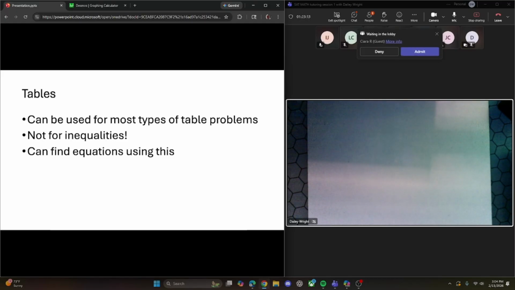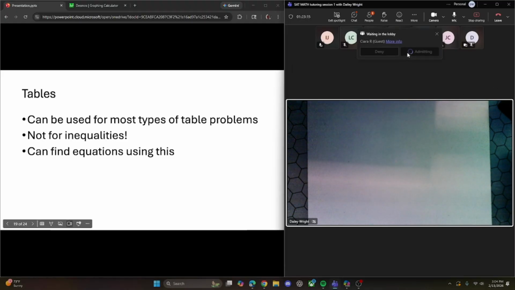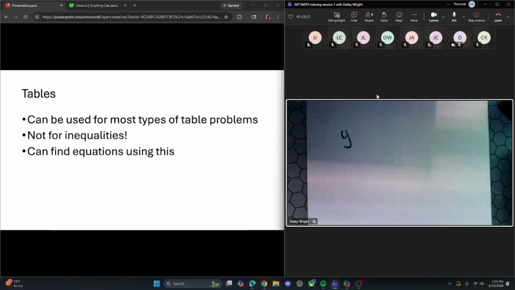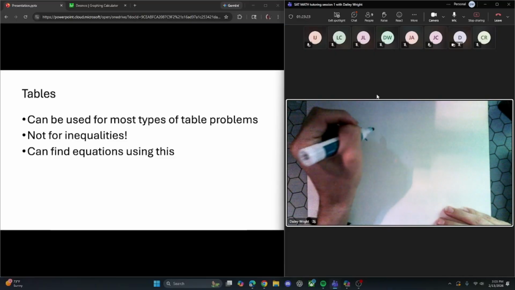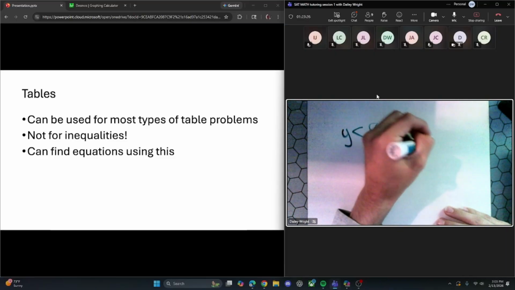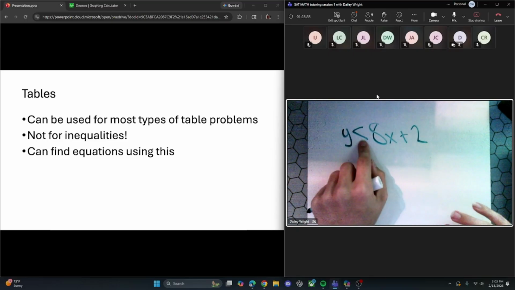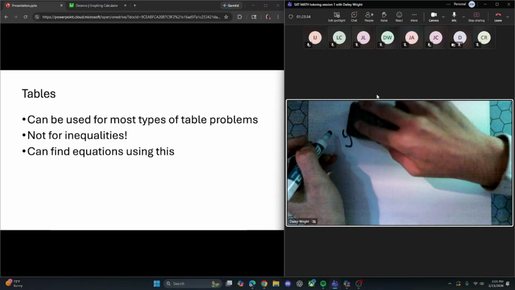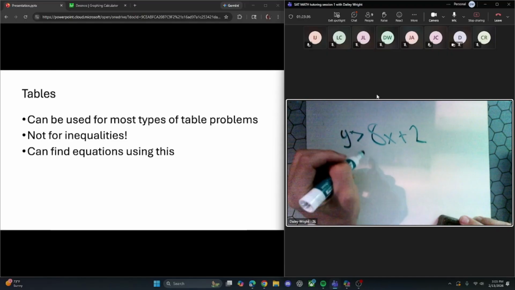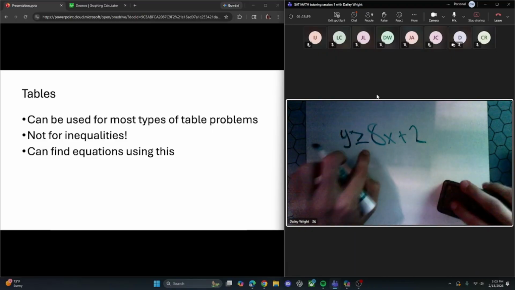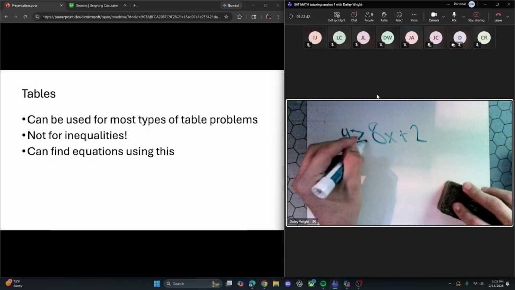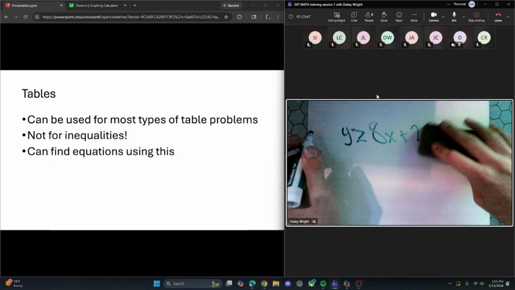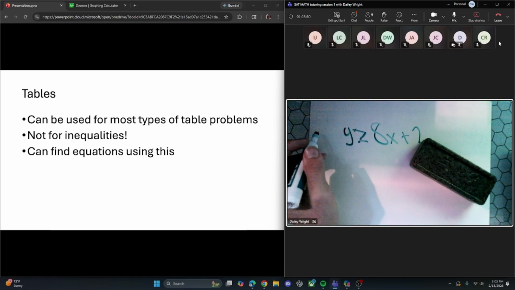Let me show you guys what an inequality is. An inequality would be like y is less than 8x plus 2. It doesn't have the equal sign. It will either have a less than sign, a less than or equal to sign, a greater than sign, or a greater than or equal to sign. If you see this inequality and you see a table problem, it's most likely going to have you plug in numbers to see if they fit that table.